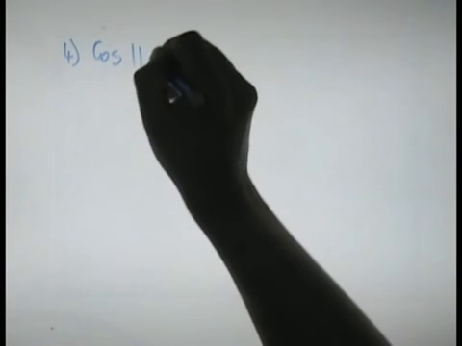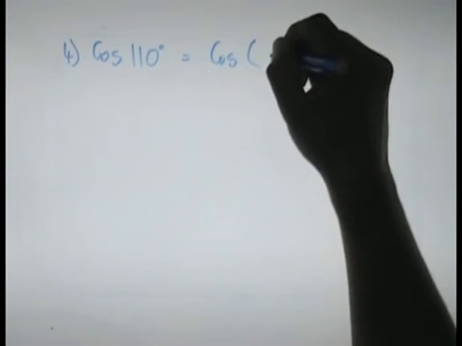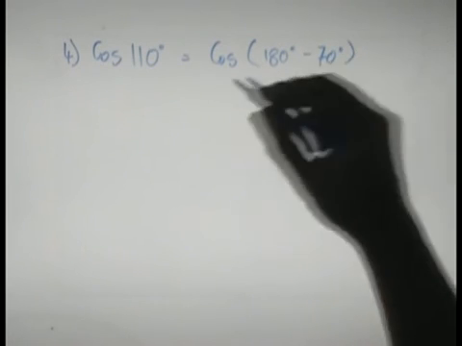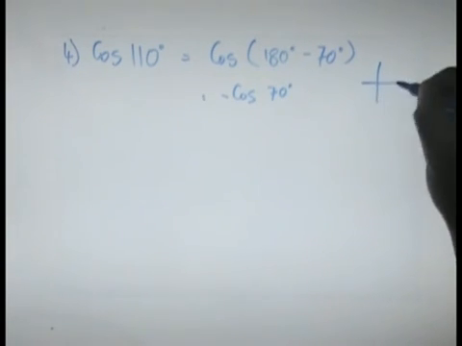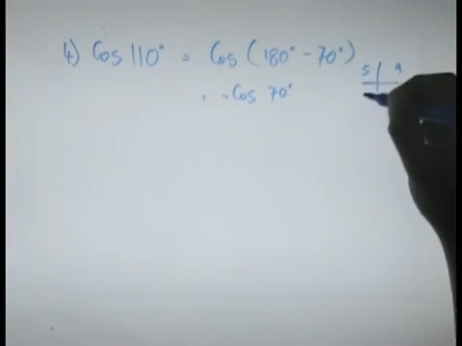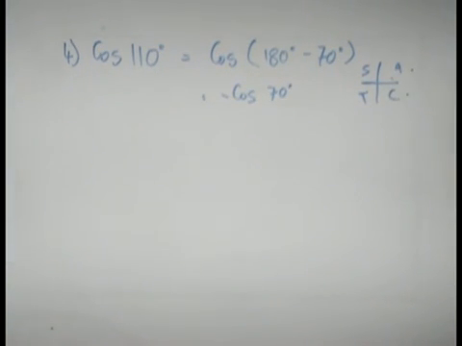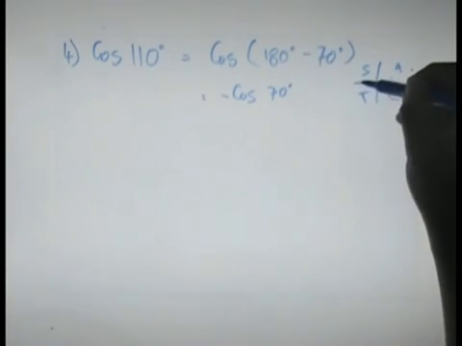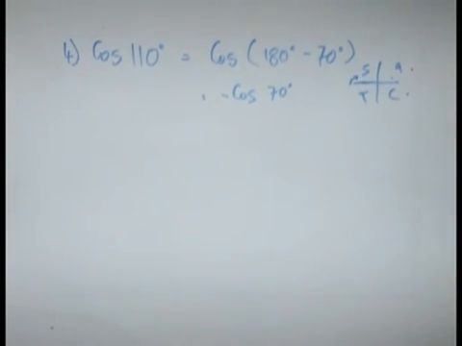The fourth one I gave you to do read cos of 110 degrees. That's the same as cos of 180 degrees minus 70 degrees, which is equal to negative cos 70 degrees. Negative because, remember, cos is only positive in quadrant 4 and quadrant 1. It is not positive in quadrant 2. If it's 180 degrees minus, it means that it's falling in quadrant 2, which means that cos is negative.